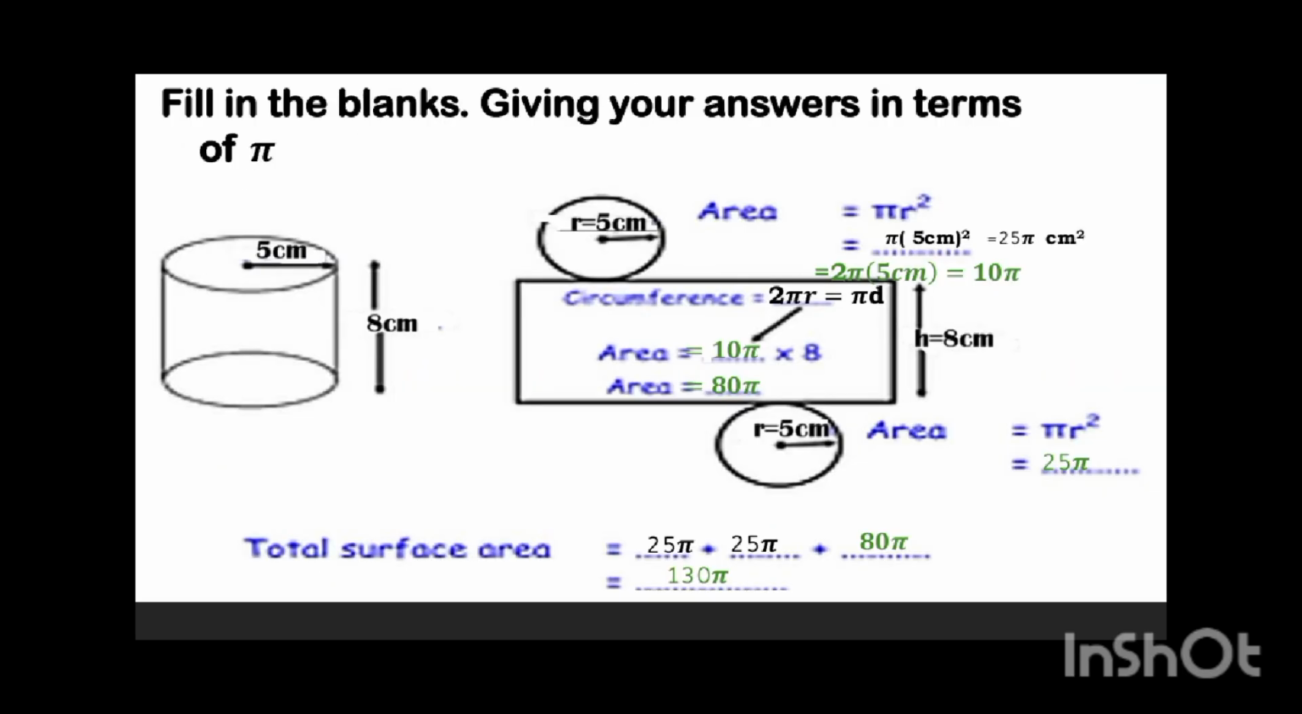Now here radius is equal to 5 centimeter and height is equal to 8 centimeter. Area is equal to pi r square, so pi times 5 centimeter square is 25 pi centimeter square. Now 2 pi times 5 centimeter is equal to 10 pi. Circumference is equal to 2 pi r, that is equal to pi d. Area is equal to 10 pi multiplied by 8, so area is equal to 80 pi, and for this figure, area is equal to pi r square, that is 25 pi. Now total surface area is 25 pi plus 25 pi plus 80 pi, that is equal to 130 pi.